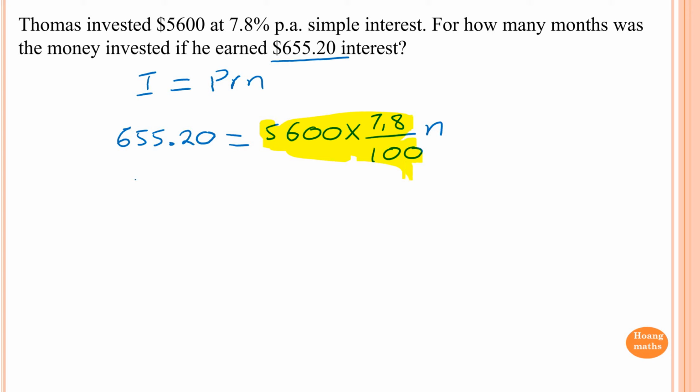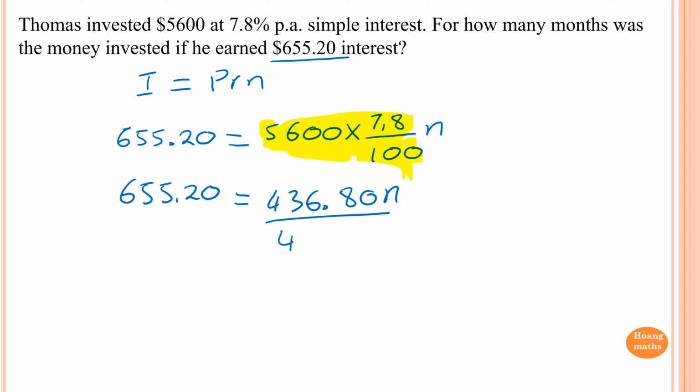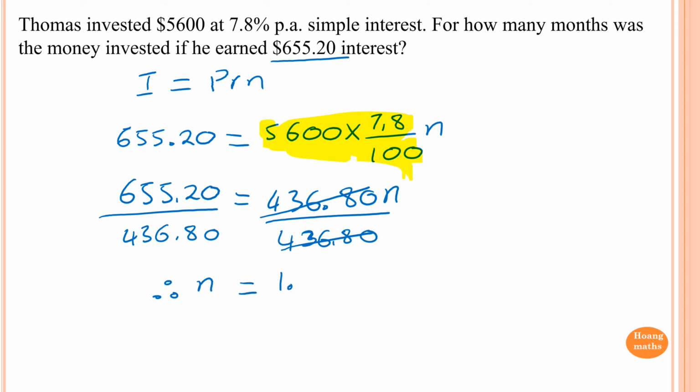Which is 655.20 is equal to 436.80n. And of course, then what I do, I divide everything by this because I want to get rid of it. 436.80 divided by 436.80, so that cancels out. So therefore, n is equal to 1.5.